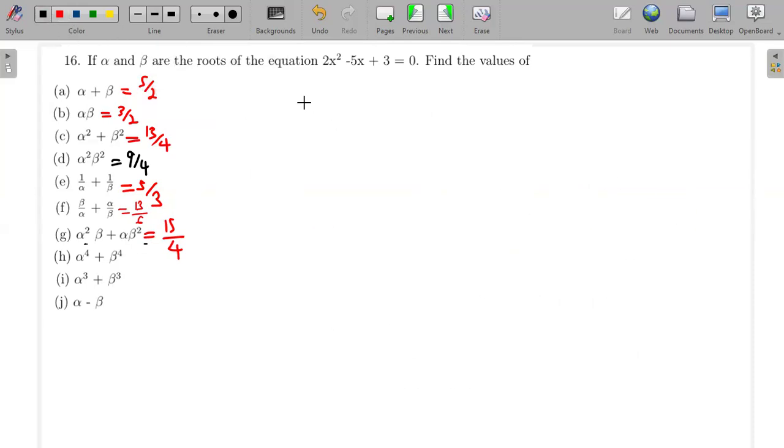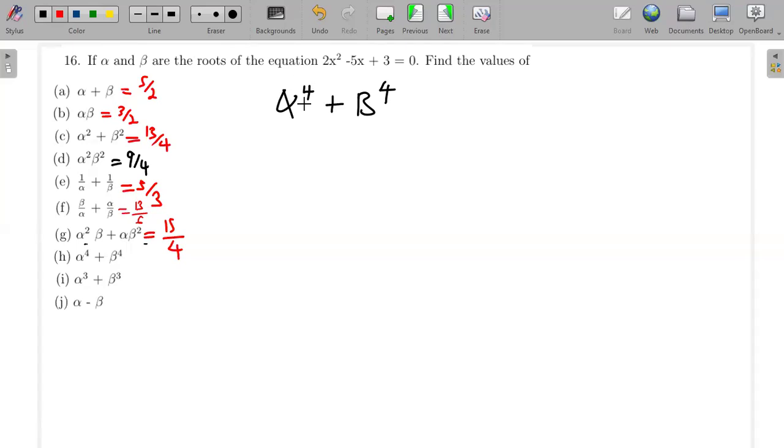Right, so the next one is alpha to the power 4 plus beta to the power 4. Okay, so we need to express this in terms of the sum and the product. So how can we get the identity for this?